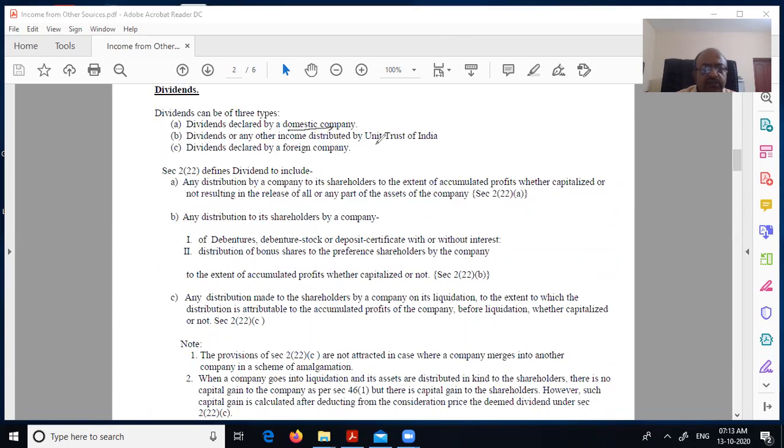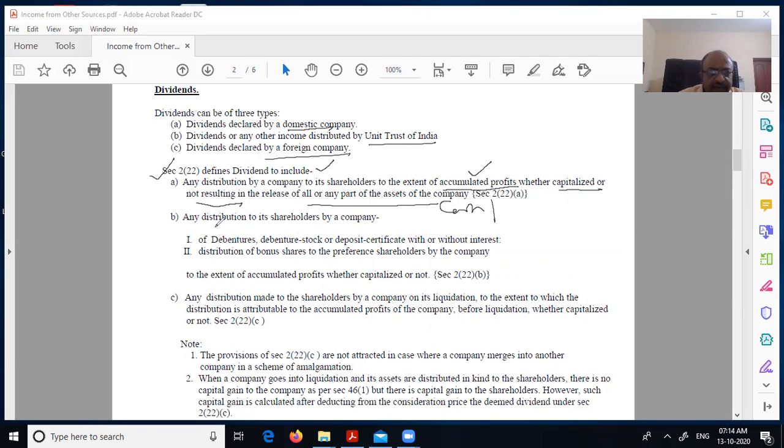Dividends or any other distributed income, UTI, and dividends declared by a foreign company. Section 222 defines dividend as any distribution by a company. Be careful, dividend is a very vast definition, and you have to be very careful. Any distribution by the company to shareholders, to the extent of accumulated profits, whether capitalized or not, resulting in the full release or any part of the asset. That means cash or something is going out of the company, and on the other side accumulated profits are getting depleted. Then it's a dividend.